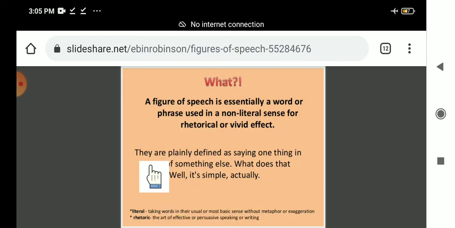See here, they are plainly defined as saying one thing in terms of something else. What does that mean? Well, it's simple and actual. It's simple and actual when it is used in literal meaning. It is totally jumbled up when it is used in figurative language or figure of speech.